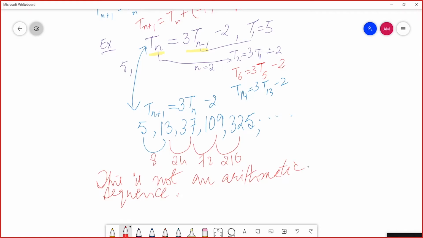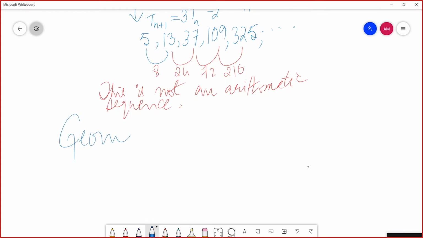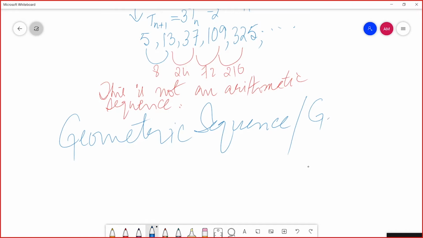The next topic is called a geometric sequence or a geometric progression. So let me write it: geometric sequence, or it is also called geometric progression. It's a little different from the arithmetic sequence. What is the difference?